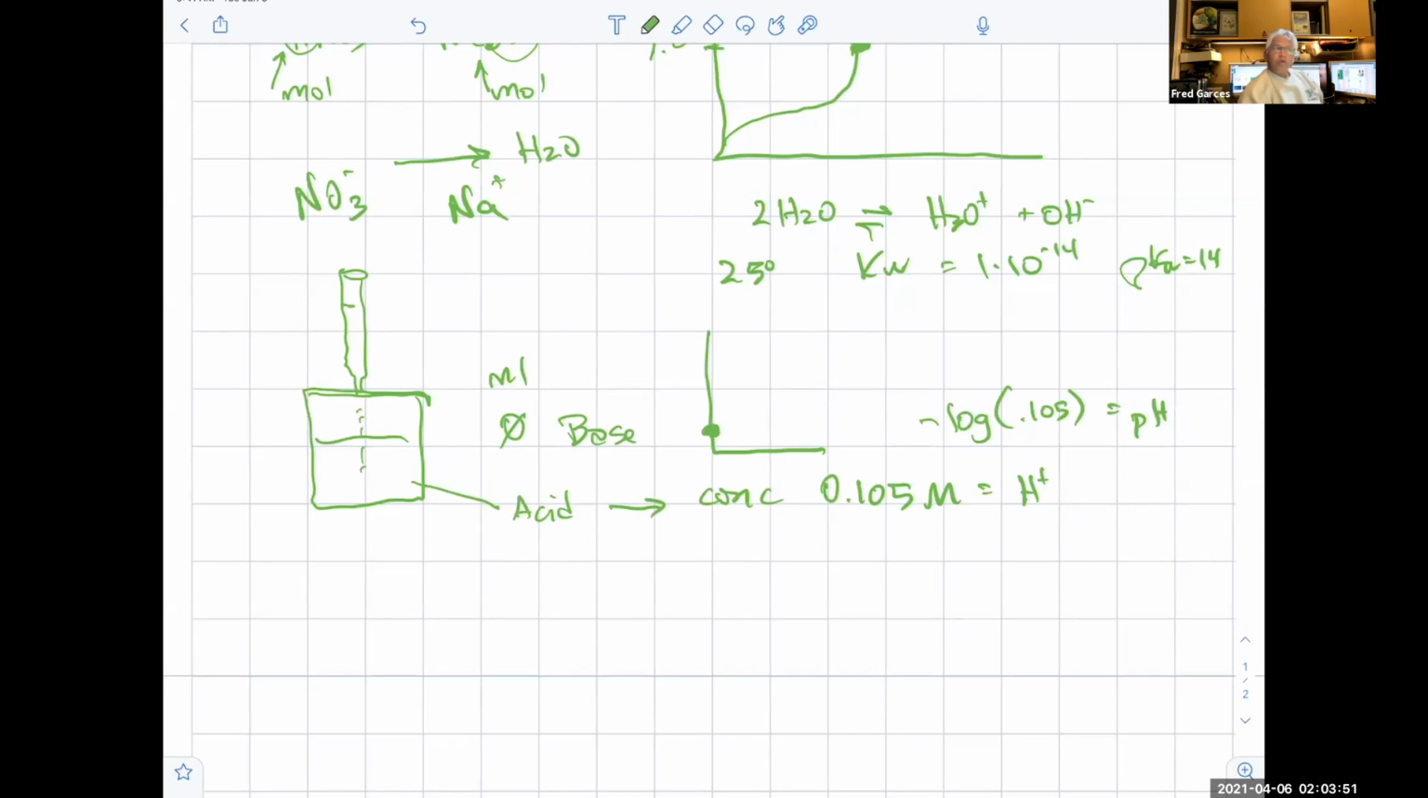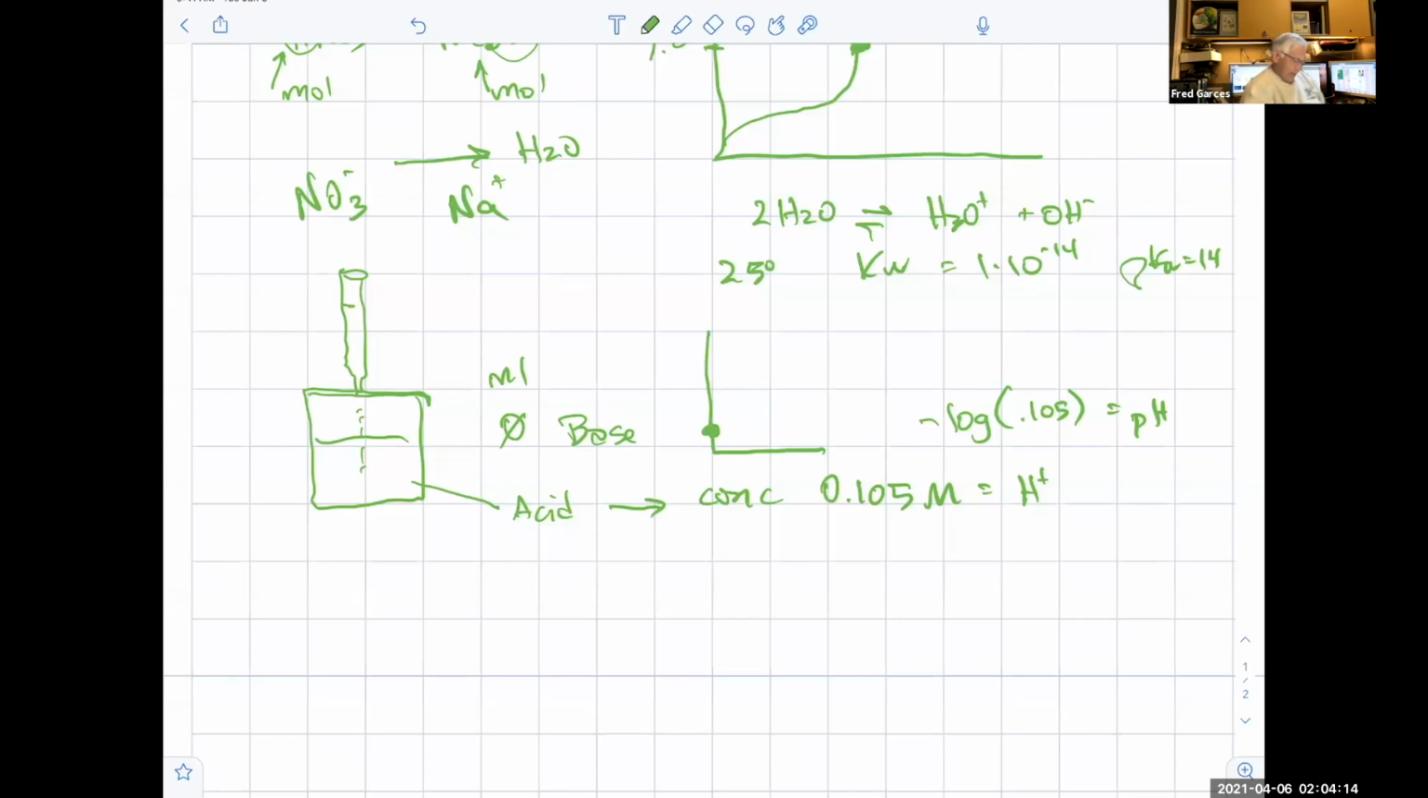Now, what happens is that you're going to start adding sodium hydroxide. When you start adding sodium hydroxide, a certain amount of the acid is going to get neutralized, but there will still be an excess amount of acid. That excess amount of acid that hasn't reacted with the base is going to dictate the pH of the solution.